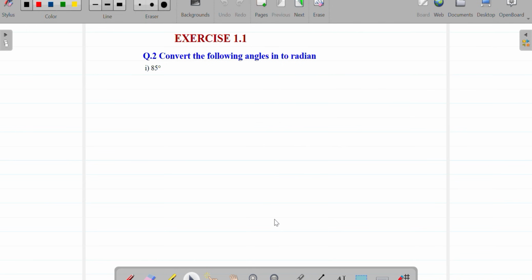Today we are going to see 11 Science Mathematics Part 1, Maharashtra State Board, Exercise 1.1, question number 2. So the question is, convert the following angles into radian. First example is 85 degree. Let's start our solution.